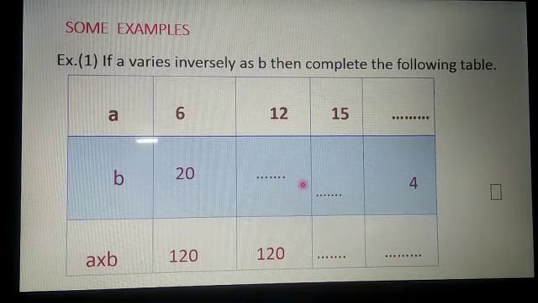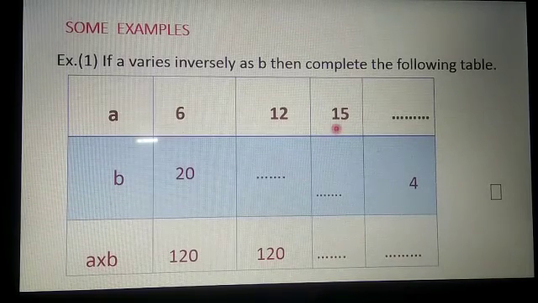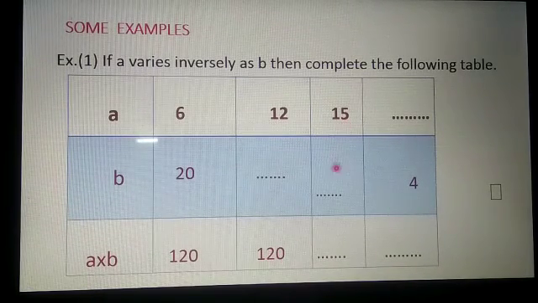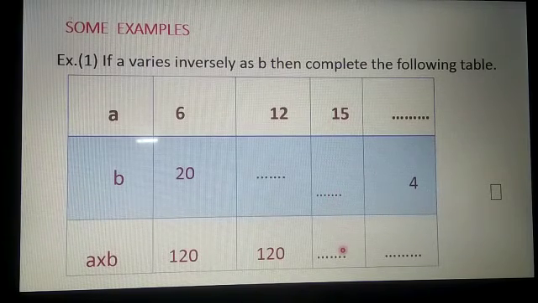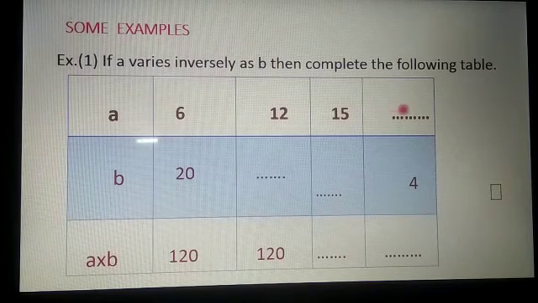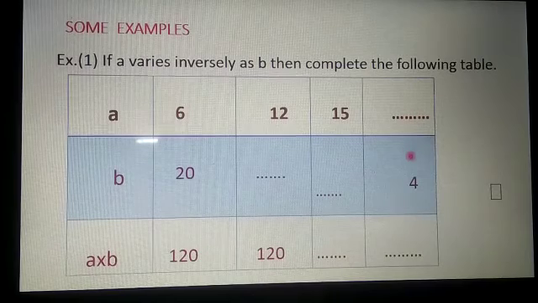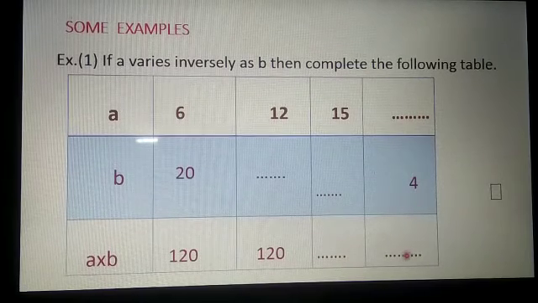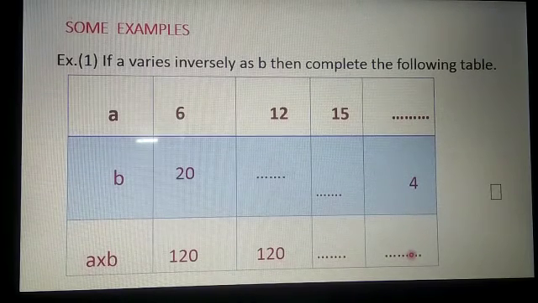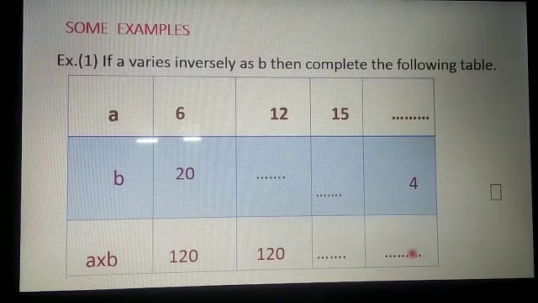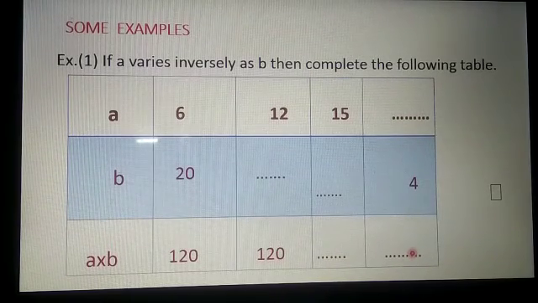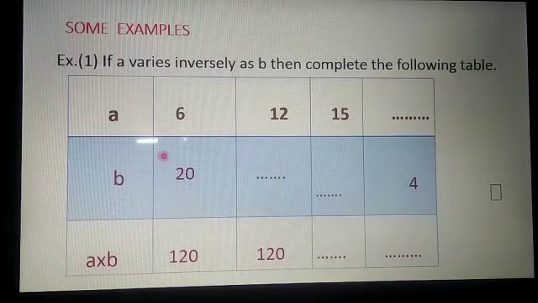One by one we will see in the solution part. In the third example, a is given as 15, and again we have to find b and its product. In the fourth example, a is not given, b is given as 4, and again we have to find the product a into b. So let us see one by one. We will solve the table by using a as 6 and b as 20.